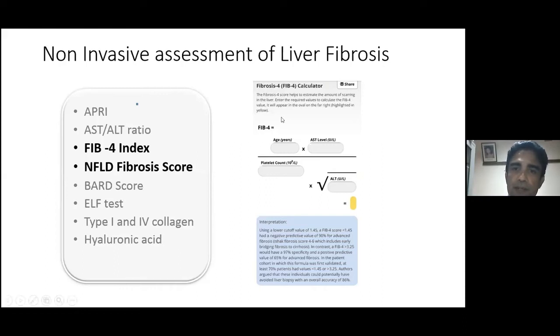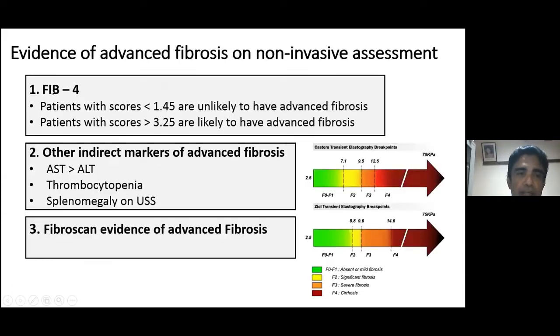So FIB4 calculators are available as apps, even on your smartphone. In fact, this is a screenshot of my phone. If you fill in these fields, your app will automatically calculate the FIB4 value. So if the FIB4 value is less than 1.45, it's unlikely to have advanced fibrosis. And if the value is more than 3.25, they are likely to have advanced fibrosis. In between, patients need further investigation.